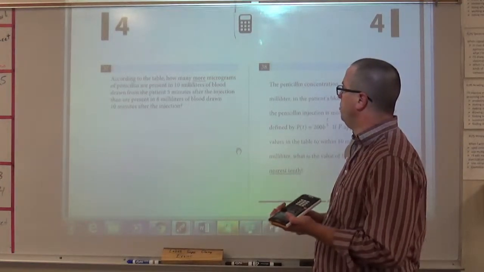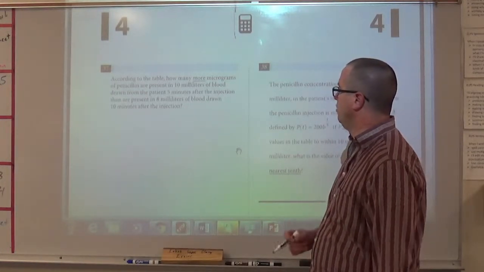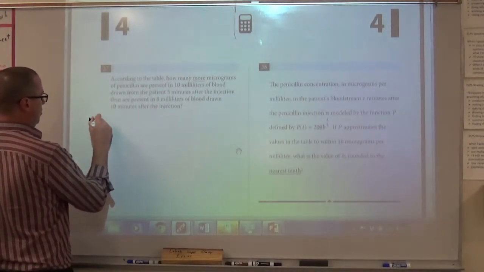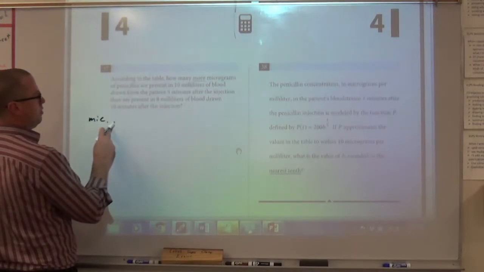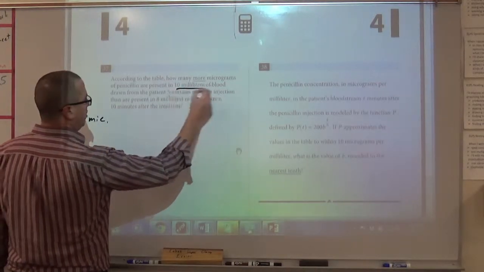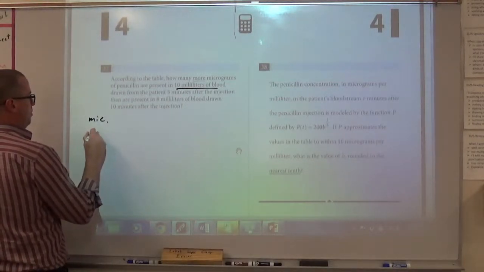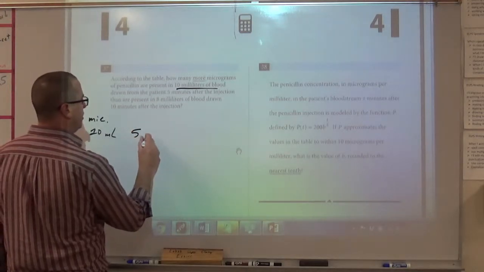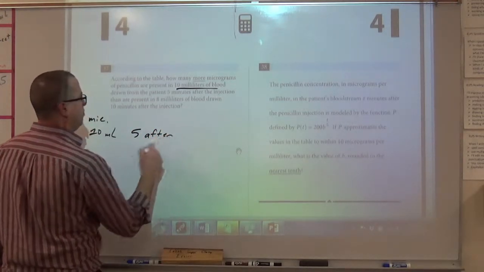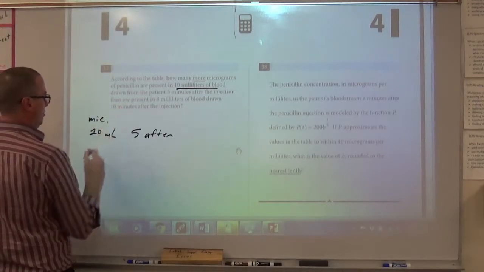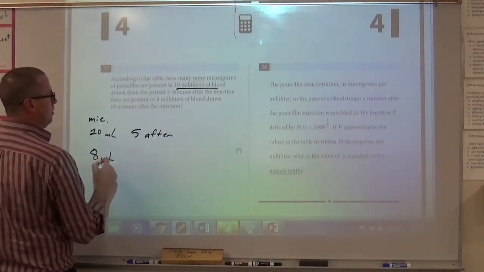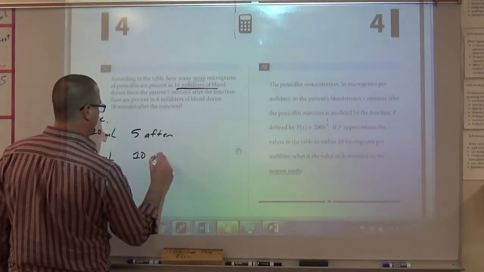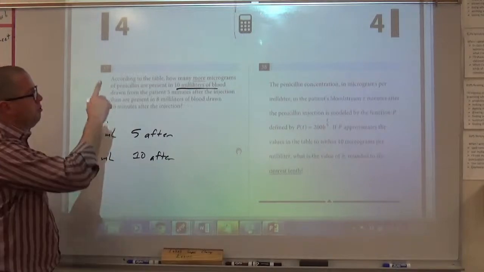According to the table, how many more micrograms of penicillin... They want to know how much more is in 10 milliliters 5 minutes after, then 8 milliliters 10 minutes after. And let's go back up to our graph.